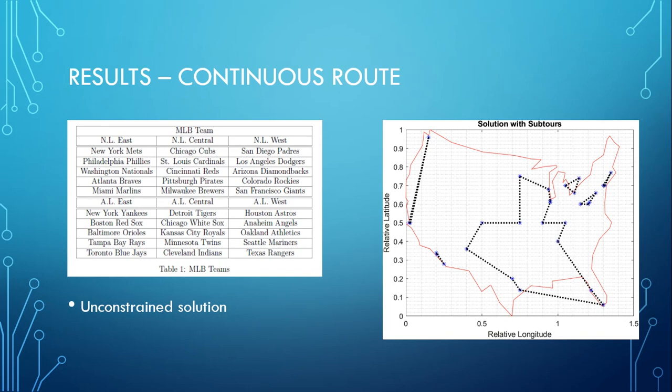So for the results here, I started off with solving for a continuous route. As you can see from the table here, these are all the teams for the MLB that I was trying to connect and solve for. However, when you start off with just the unconstrained problem, most of the time you will get subtours. So in this first go, I had 7 subtours. The goal from here was to try to eliminate them just to have one continuous route.